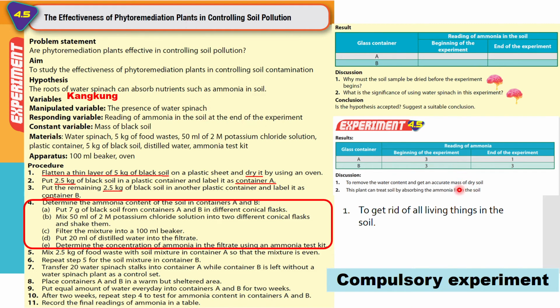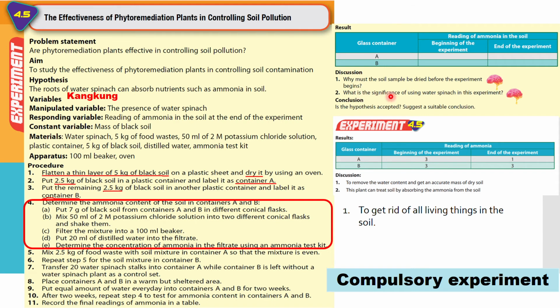In this case, there are precautions here that the soil sample must be dried before the experiment. Look at the first one. A thin layer of 5 kg black soil is flattened on a plastic sheet and dried using an oven. So why must it be dry? We speculate that it is to remove the water content and therefore get an accurate mass of the dry soil. Also, whenever it is dry, no living things or organisms can thrive in the soil.